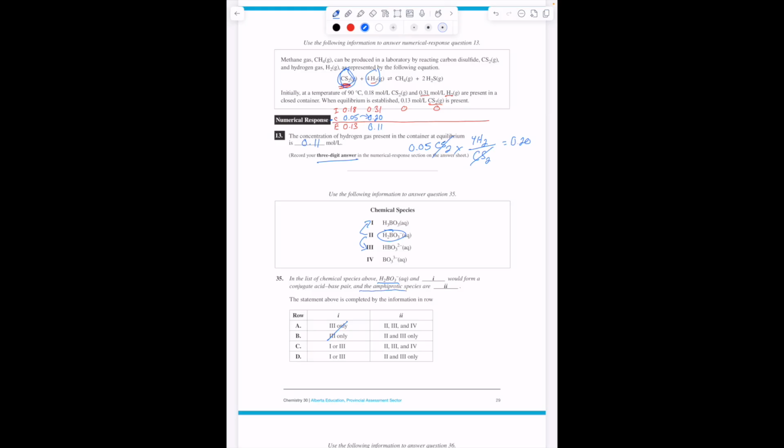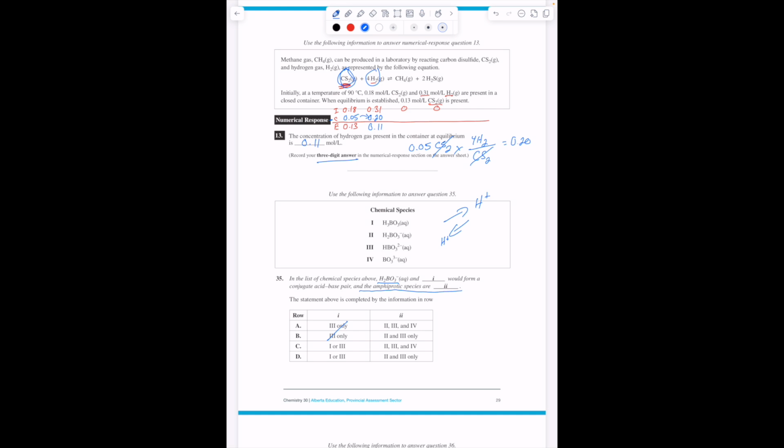And the amphiprotic species are, well, amphiprotic means, let's just clean this up again. Amphiprotic means it can act as an acid or a base. It can throw away an H. It can receive an H positive.